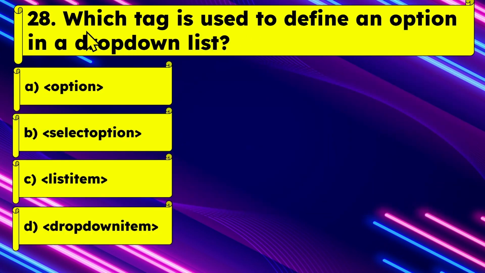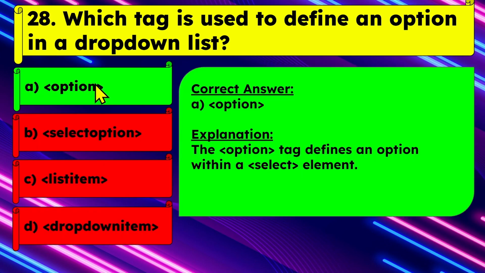Our next question is, which tag is used to define an option in a drop-down list? Option A says option, option B is select option, option C is list item, option D says drop-down item. So here the correct answer will be option A. As you can see, the option tag defines an option within a select element.